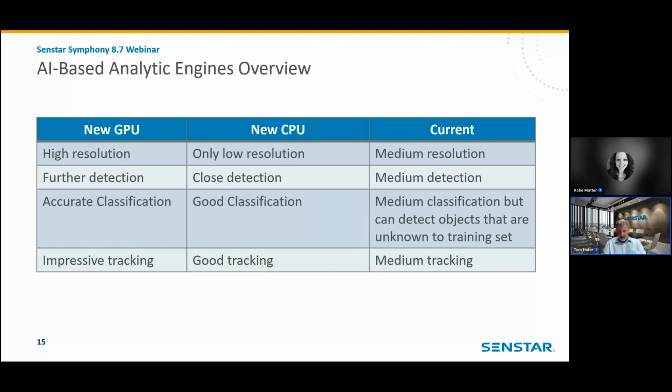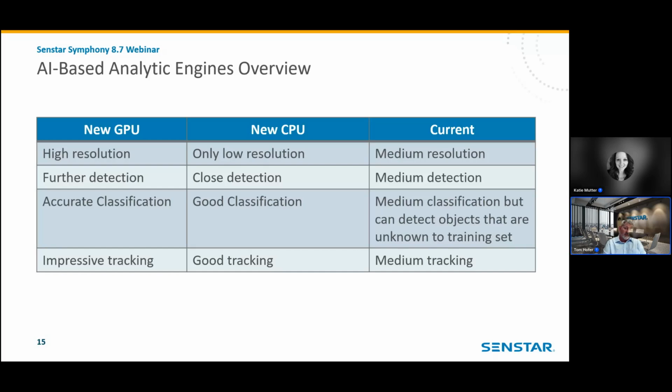The classification works fairly well, but could be better. It can detect objects far away, but it is not tied to a training set. So it can sometimes do better classification if the object is far away or doing something that you're not expecting. But also it can wrongly detect and classify objects in some situations. The tracking is also fairly decent on the current AI engine that we have.